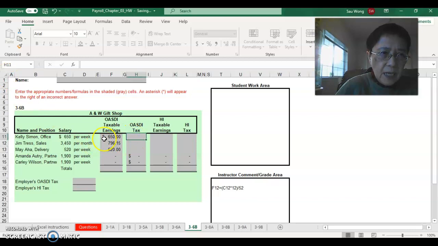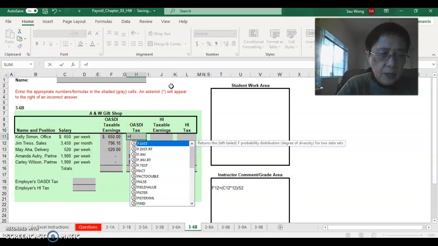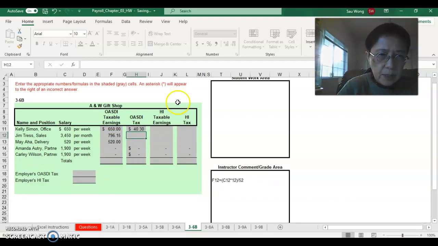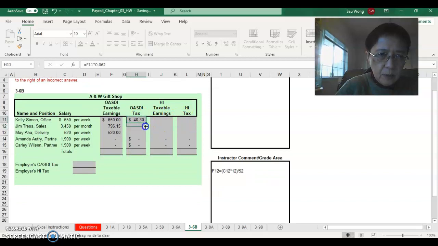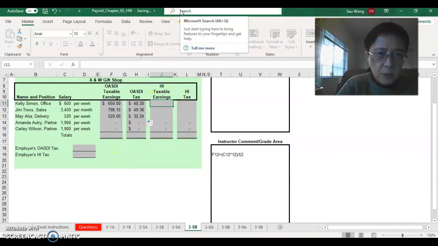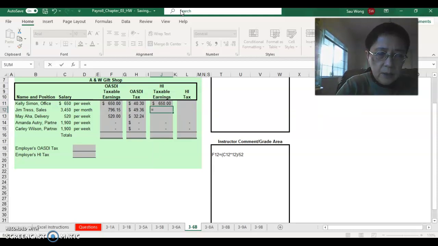Okay, so OASDI tax for Kelly would be equal to F11 times 0.062, 6.2%, and then we drag it down to copy the formula. The HI taxable earning would be equal to C11, and then this one is the same formula as open bracket C12 times 12 close bracket divided by 52.